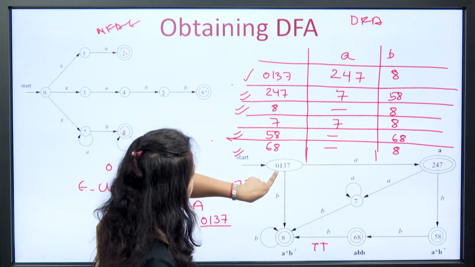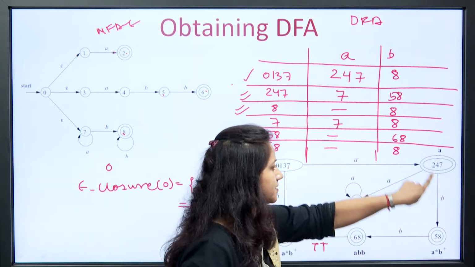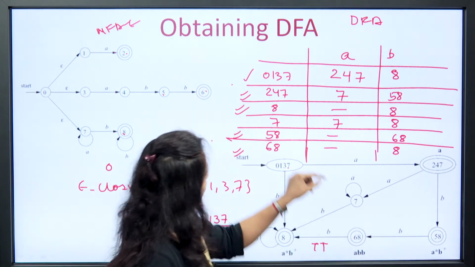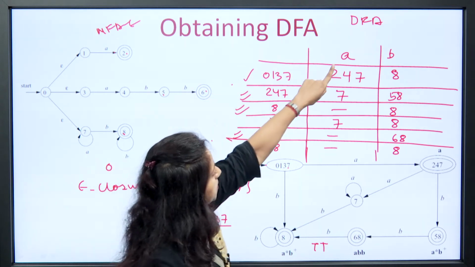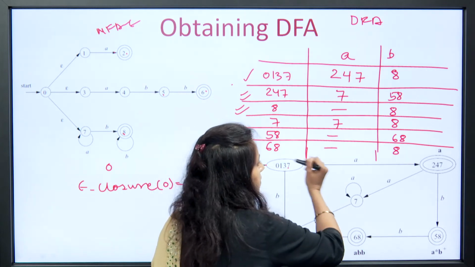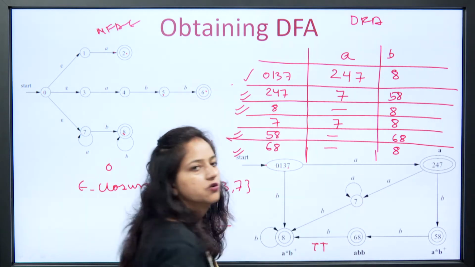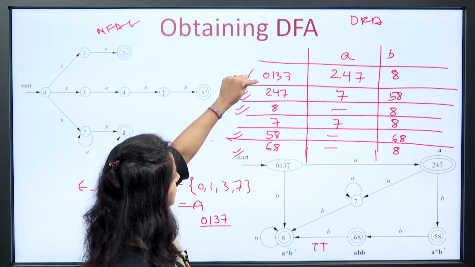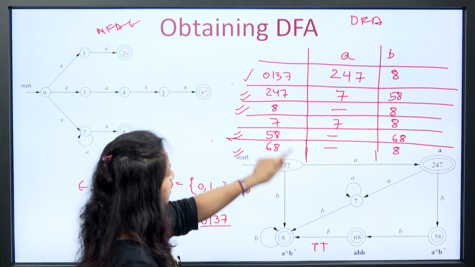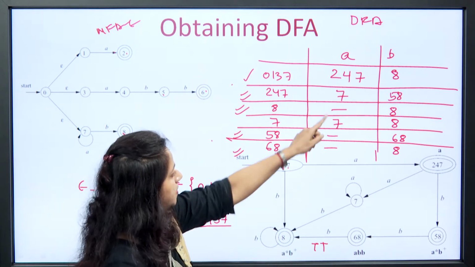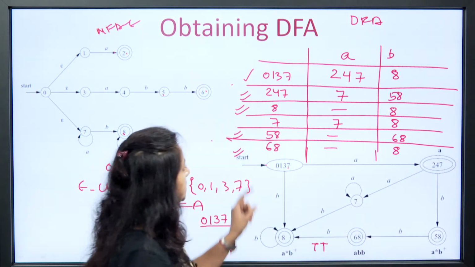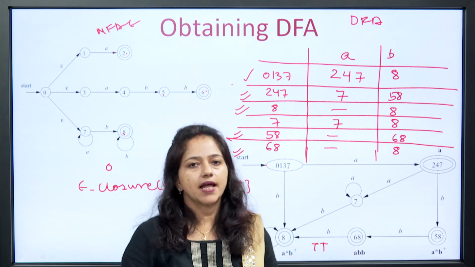So, we will mark the state 0, 1, 3, 7. First we will mark all the states. This is the start state, and they all will be final states. Now, at this state, for input symbol A, next state is 2, 4, 7. So, from here for A we can mark the transition and we will reach state 2, 4, 7. Now, at this state for B, next state is 8. Now, at 2, 4, 7 for A, next state is 7, and for B, next state is 5, 8. Similarly, we can complete this whole transition diagram.